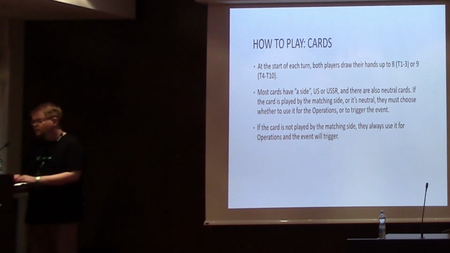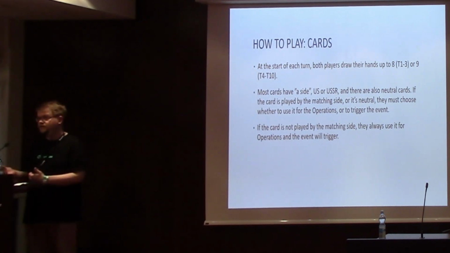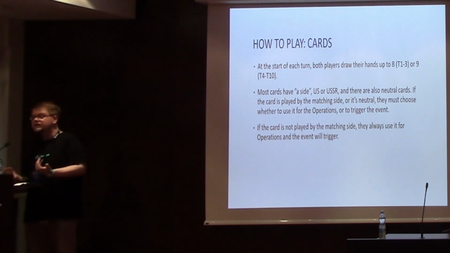If the card is played by the matching side, so if I'm the US player and I have a US card and it has an event on it, I have to pick between playing the card for the ops points printed on the card, or I can elect to trigger the event. I can't do both at the same time. On the other hand, if I'm the US player and I have a USSR card, then I can only play the operations points, and the event is going to trigger regardless. So if you play a card with the opposing player's event, the event is triggered regardless, if the event's requirements are met.